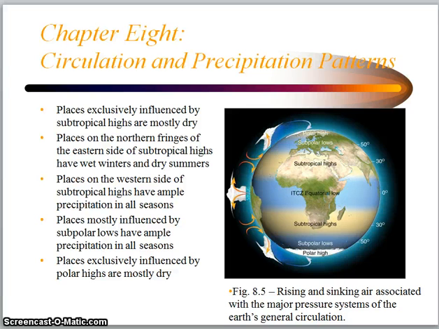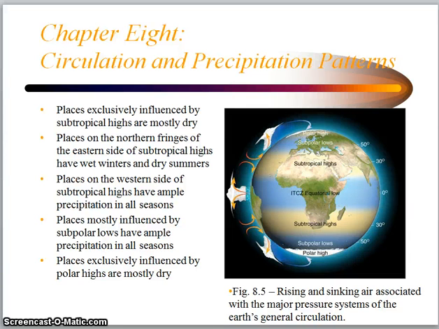Places on the western side of subtropical highs, meaning the east coast of the U.S., tend to have ample precipitation in all seasons. Places mostly influenced by subpolar lows tend to have ample precipitation in all seasons, i.e. British Columbia and much of Western Europe. Places exclusively influenced by polar highs are mostly dry. The poles are the frozen deserts of the world.